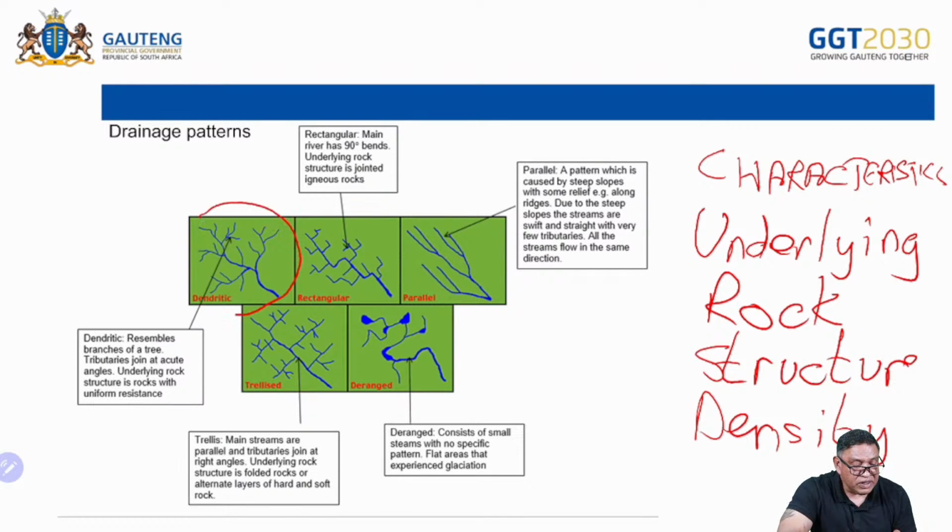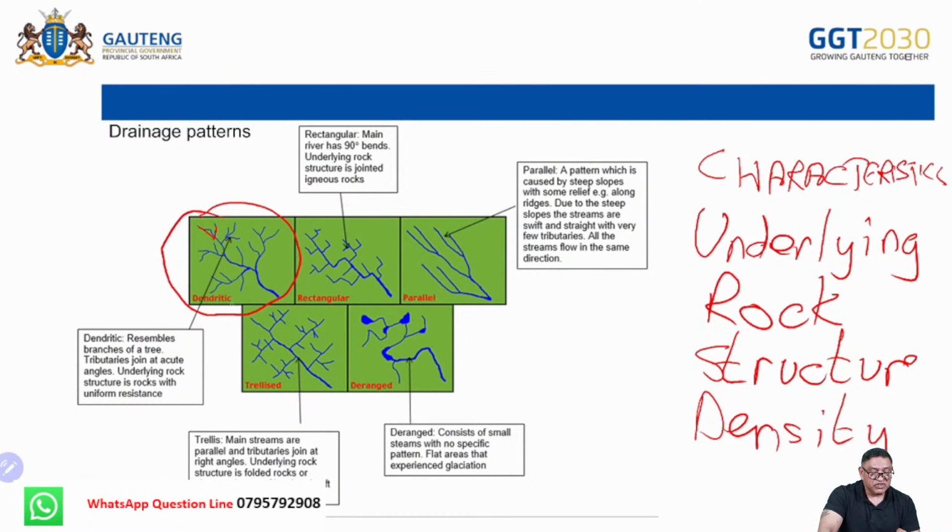Okay. So when I look at this one, the dendritic pattern, I see that it resembles branches of a tree. The tributaries join at acute angles. These are characteristics. And it forms in uniform rock structure, rock structure that actually has equal resistance across. That's the underlying rock structure. So branches of a tree, acute angles, underlying rock structure is uniform resistance. And because it has a uniform resistance, we find streams spread out in the area. So generally, if it's softer rock, etc., you may have an even spread of streams in the area.